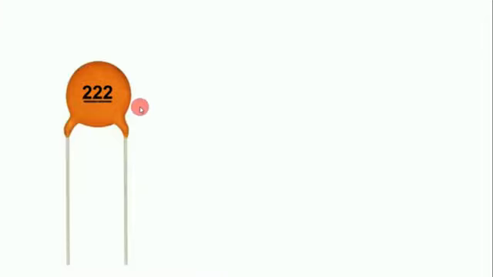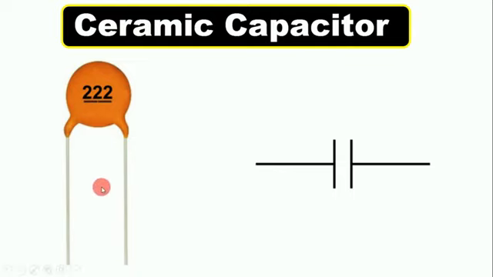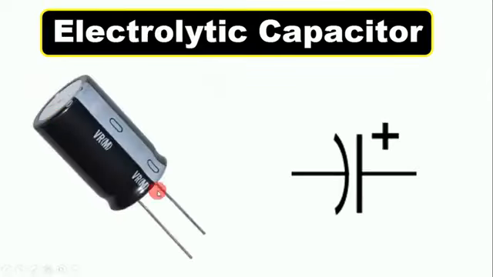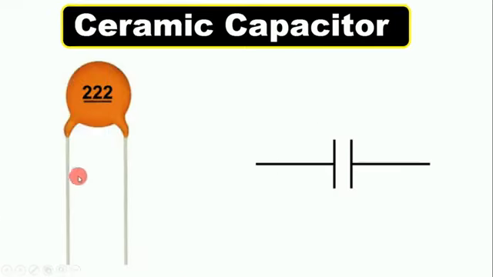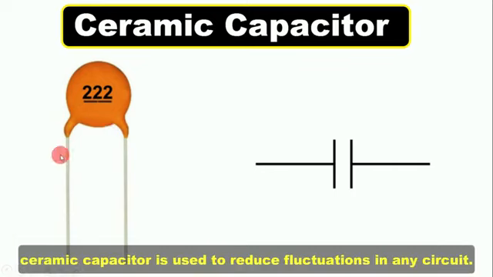Friends, now this component which you can see here, we call this a ceramic capacitor. The symbol of this is made like this. The capacitor I showed you just before, one of the types of that capacitor is this ceramic capacitor. The only difference between that capacitor and this capacitor is that there is a polarization in that capacitor, that is there is a positive and negative, but in this capacitor there is no positive, no negative. It means you can connect this capacitor in any way. However you want to connect, you can connect. And along with this, the value of this capacitor here is very low. Now this ceramic capacitor, we use this to reduce fluctuations in any circuit.